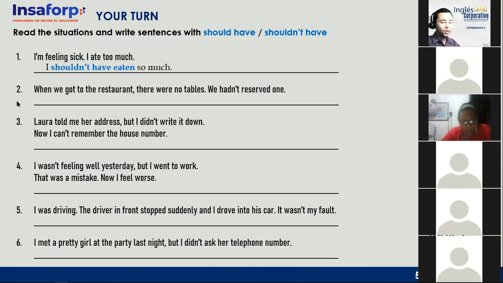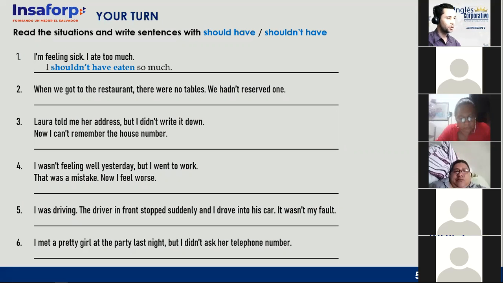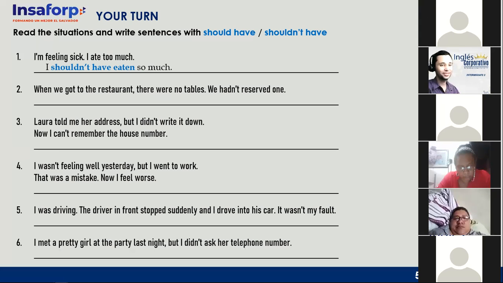Okay, so number two, let's see, who wants to participate? When we got to the restaurant, there were no tables. We hadn't reserved one. Volunteer, please. Vamos, así como lo estaban resolviendo en los grupos. Voluntarios, a volunteer, please. Zulma, thank you.